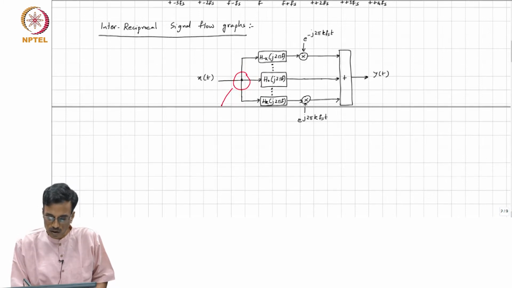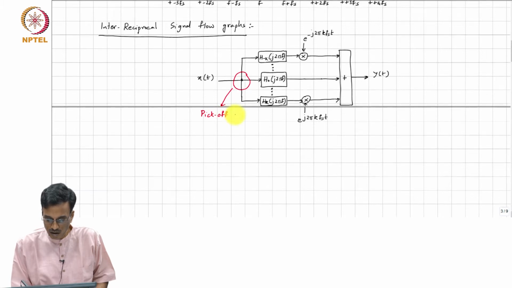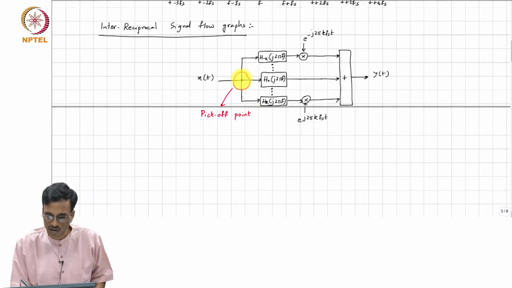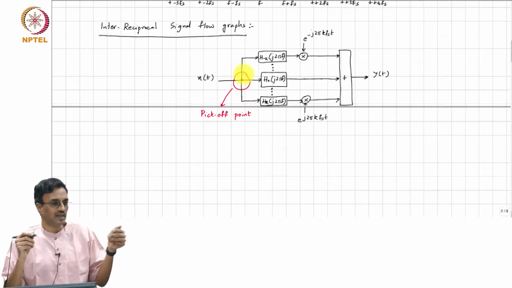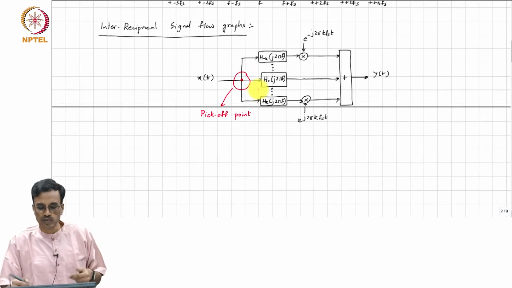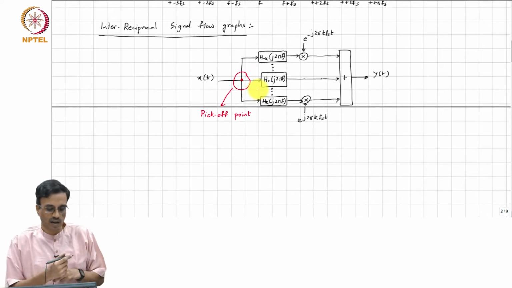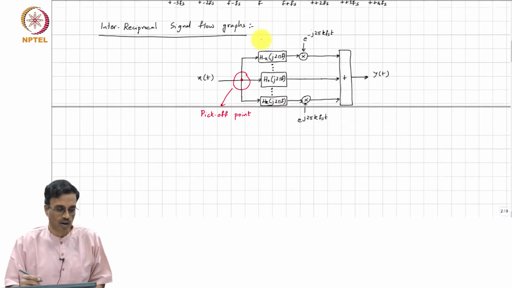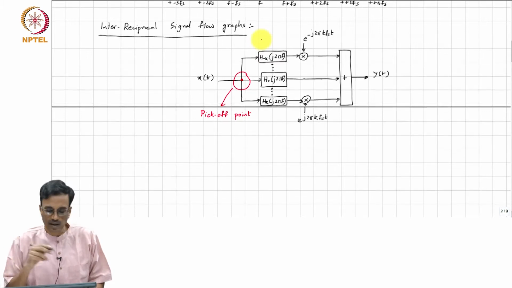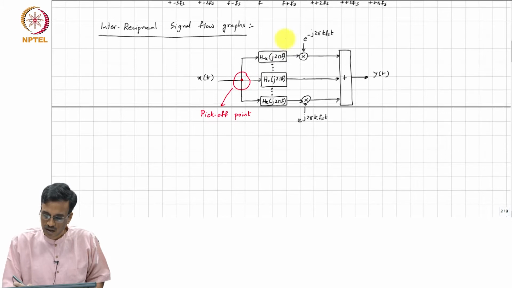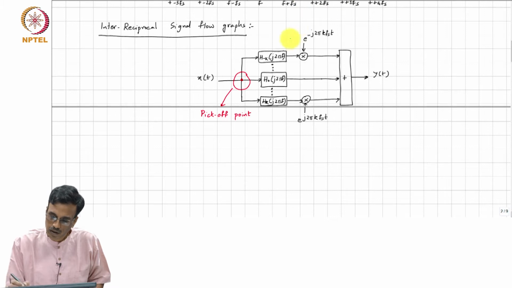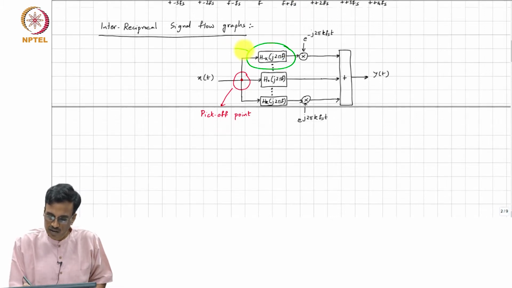This is what is called a pick-off point. What is happening? An input signal is coming here and branching out into 3. The output of each of these branches is exactly the same as the input. It's also possible that each of these branches can have some gain. And this is a branch.